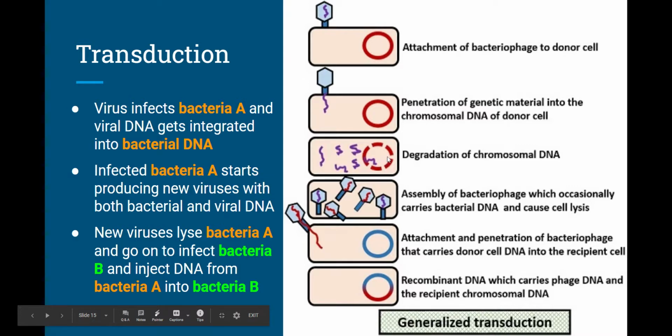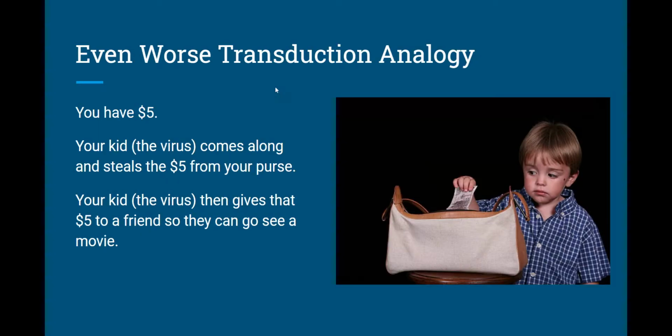So back to my bad analogy with money. You have $5, and your kid comes along, the virus comes along, and steals $5 from your purse. Then that kid, or again, the virus, gives that $5 to a friend, so now they can see a movie. So it's stealing your DNA or your money and passing it along to someone else so they can do what you would have been able to do with that $5 or with that gene. So hopefully that cements in your mind conjugation, transformation, and transduction.